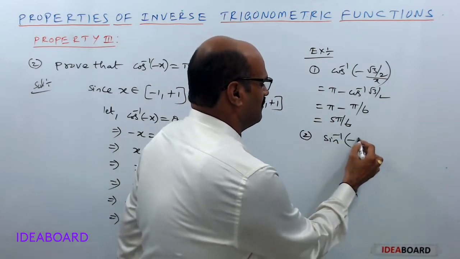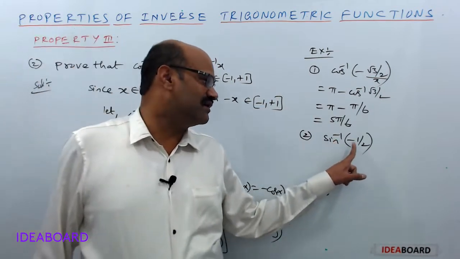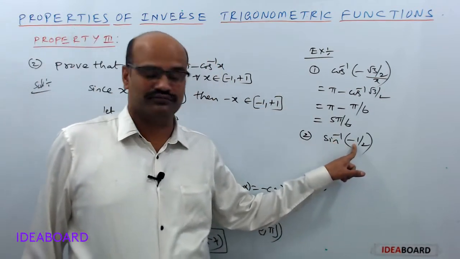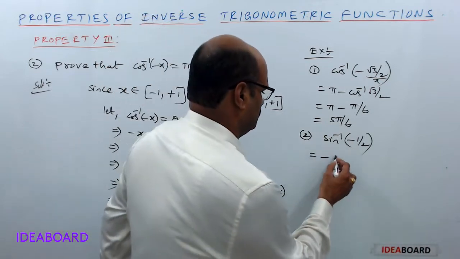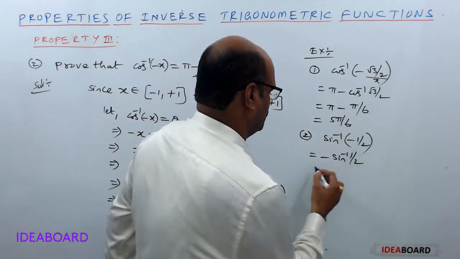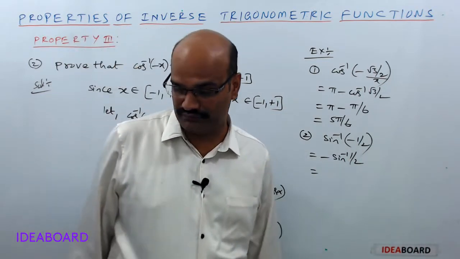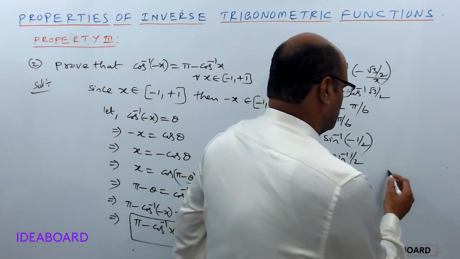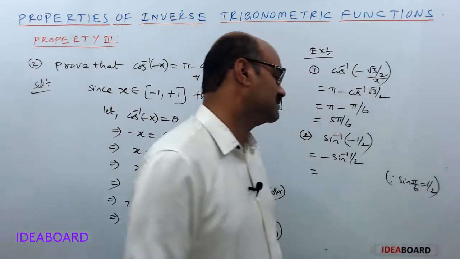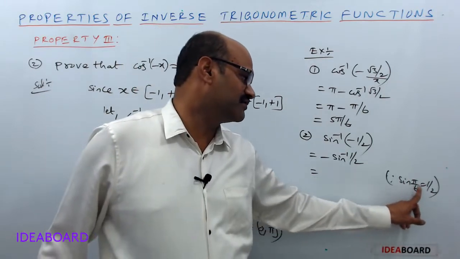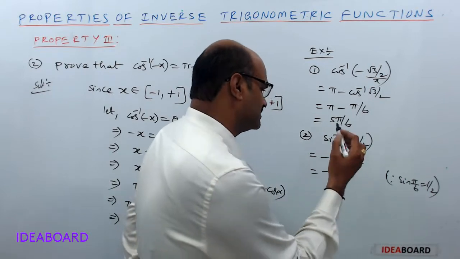Sin inverse of minus 1 by 2 equal to minus sin inverse of 1 by 2. We know that sin 30 equal to 1 by 2. It implies pi by 6 equal to sin inverse of 1 by 2. Minus pi by 6 is the answer.